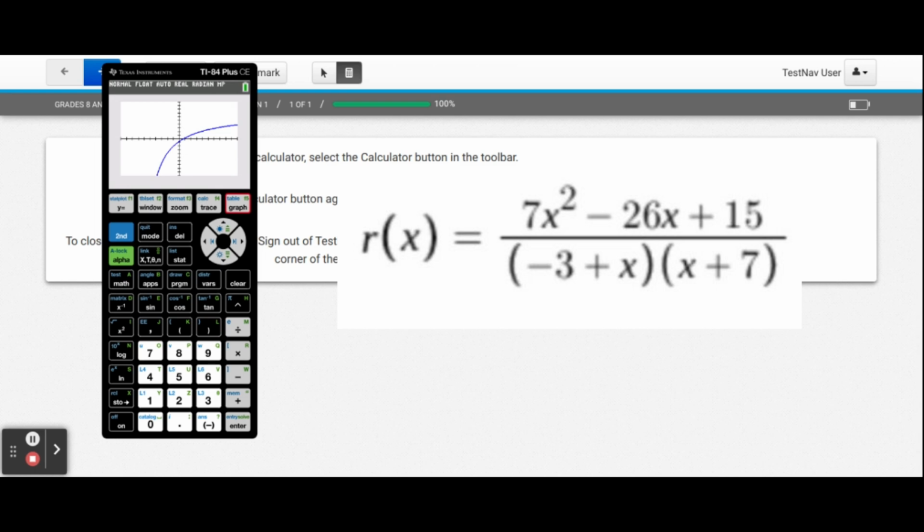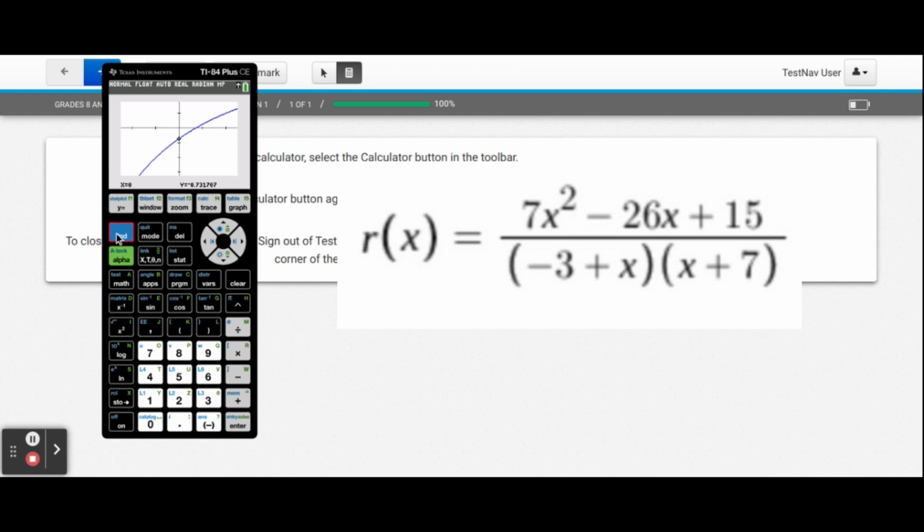So my job is to find the zeros, and it looks like I only have one. If I want to zoom in, I can zoom in. So I'll hit zoom, not trace, and enter, and oh boy, there we go. So my zero is going to live right there.